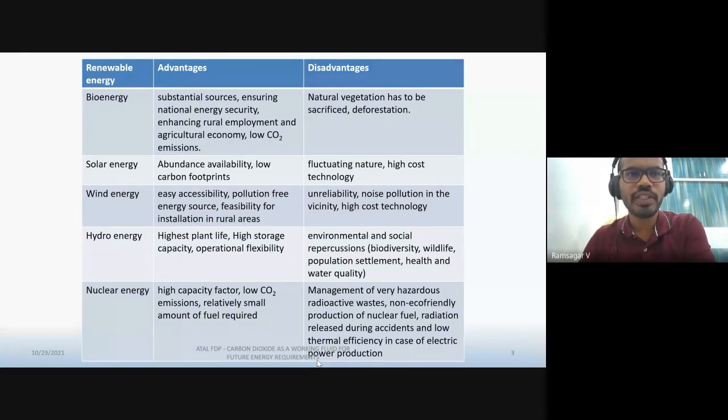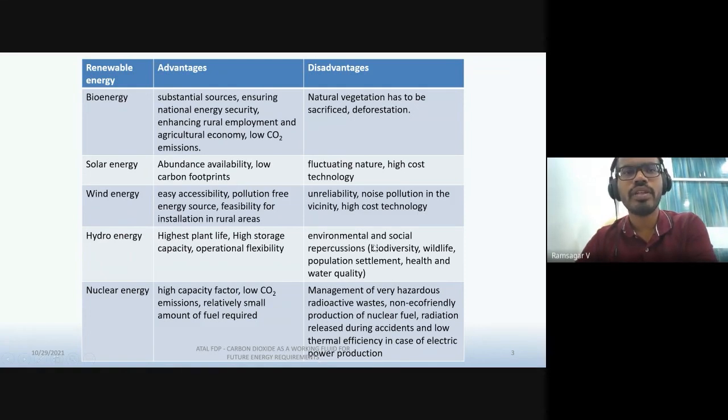I would like to present the advantages and disadvantages of renewables usage in the power sector. We have been talking about how fossil fuels have to be replaced with green energy sources, and the most promising green energy sources are these. If you look at the advantages and disadvantages, for example, bioenergy, the main advantage is we have enough feedstock, or we can continuously regenerate this feedstock, and it also ensures the national energy security policy. It enhances rural employment and the agriculture economy if the biomass we are getting is from agriculture products, and it has low CO2 emissions, or at least they are CO2 neutral compounds.